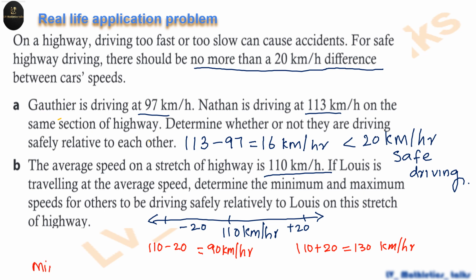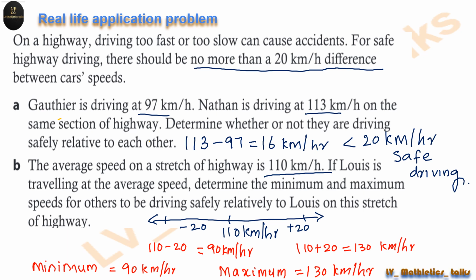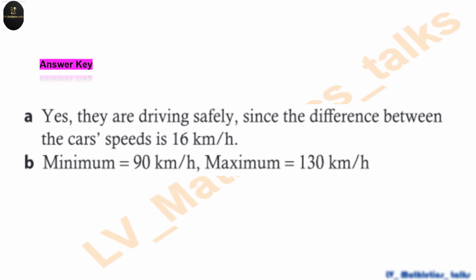So what is the minimum value here? For safe travel, the minimum value is 90 km per hour, and the maximum is 130 km per hour. Fine. So this is the answer key for that particular question.